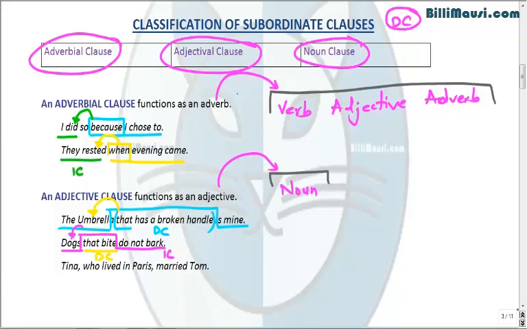Tina, who lived in Paris, married Tom. So the independent clause is Tina married Tom. Who lived in Paris is giving additional information about Tina. Hence it is modifying or qualifying the noun Tina. So this is the dependent adjective clause.